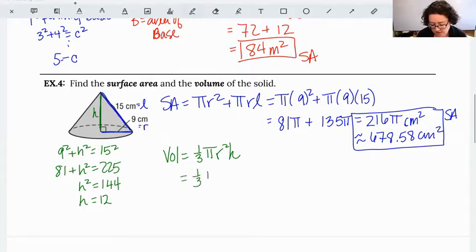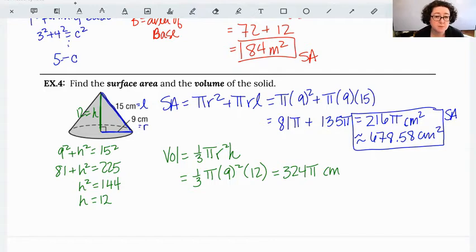So 1/3 times pi times our radius, which is 9 squared, times our height, which we now know is 12. Of course, wouldn't be a bad thing to label that on the diagram. Multiply it out. So 1/3 times 9 squared times 12 all comes out to 324 pi. Again, I didn't do that in my head. I had it plugged into the calculator. And again, we could leave this in terms of pi.